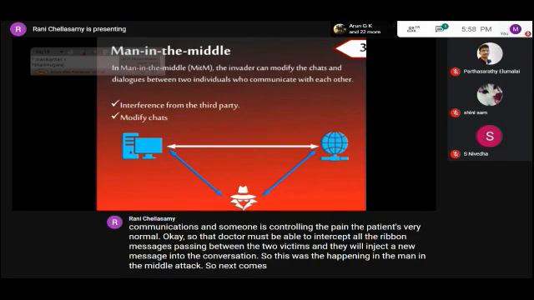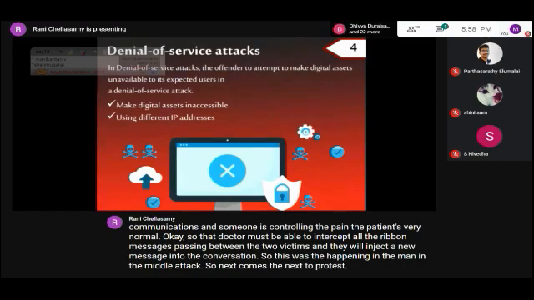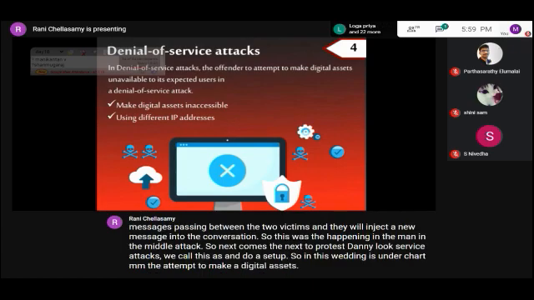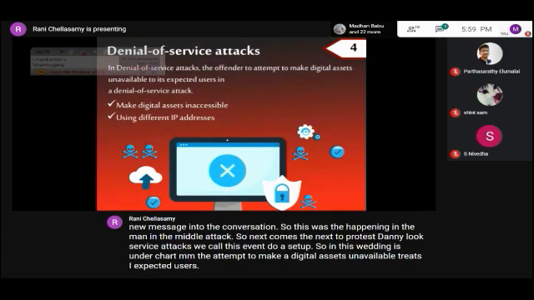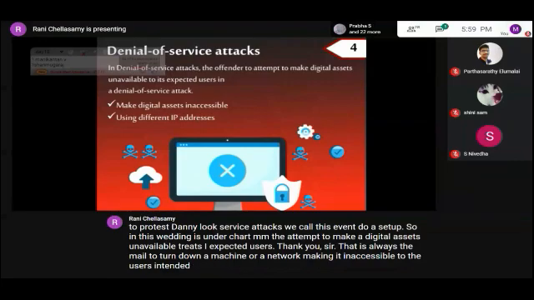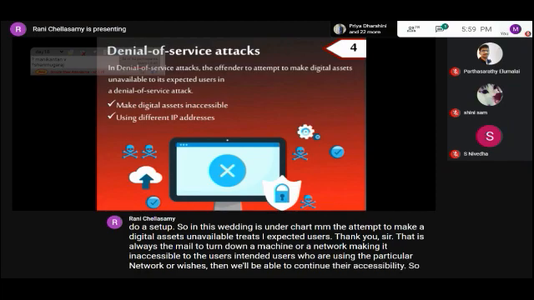So the next threat is the denial of service attack. We call this the DOS attack. In this DOS attack, the offender attempts to make a digital asset unavailable to its expected users. A DOS attack is always meant to shut down a machine or a network, making it inaccessible to the intended users. Those who are using that particular network or machine will not be able to continue their access. That is called a DOS attack.